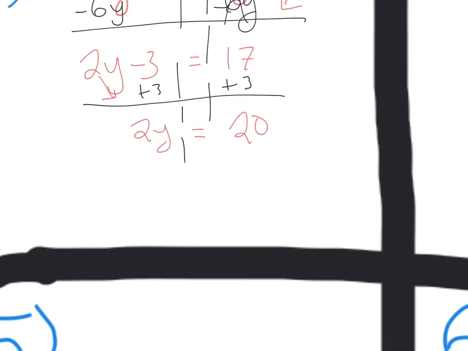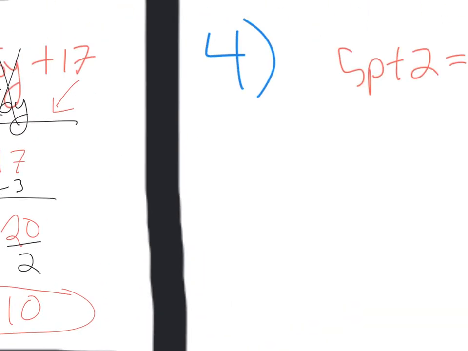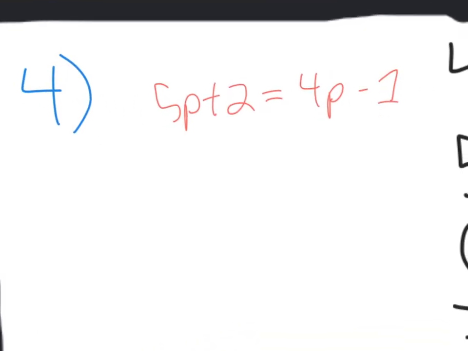And then the final step is to divide both sides by 2 to free up your variable. You have now isolated your variable. It's alone on the left-hand side of the equation, and 20 divided by 2 is 10. Alright, we are moving through it quickly. Let's go over to number 4 and set up our mirror.